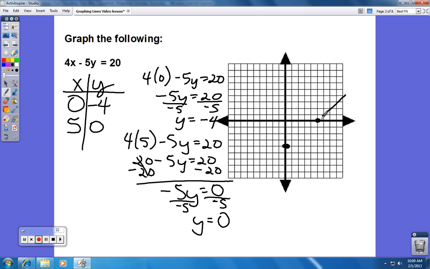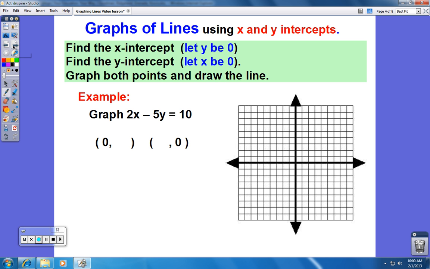We can connect those 2 points, and there is the graph of the equation 4x minus 5y equal to 20. Alright, the second way we can graph lines is using specific points, the x and y intercepts.